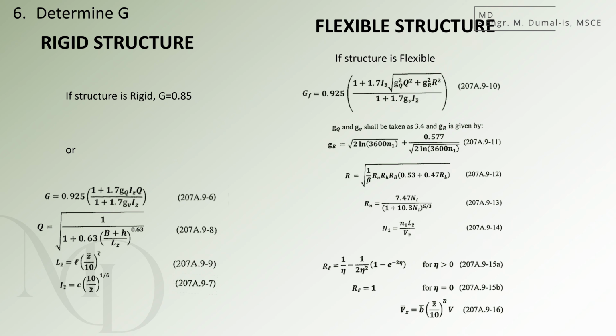For flexible structures, the code provides a separate set of provisions, which can be found in sections 207A.9-10 through 207A.9-16. We won't go into those details in this lecture, because the analysis is more complex and deals with the dynamic response of the structure to wind. That topic is better handled in a separate session.